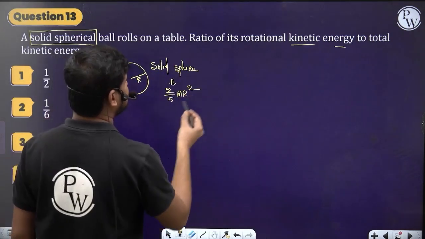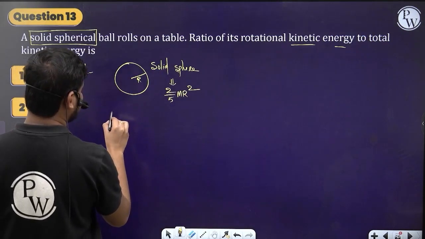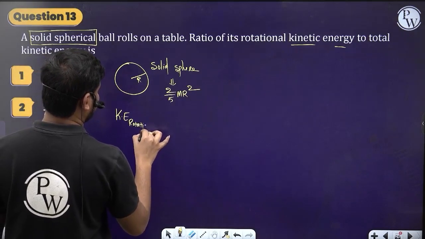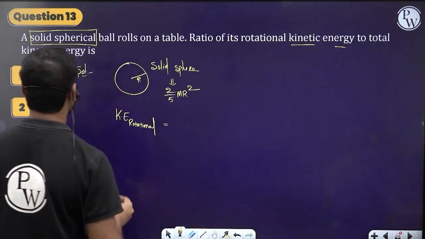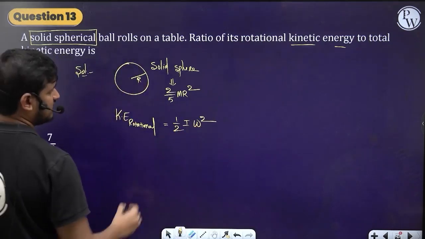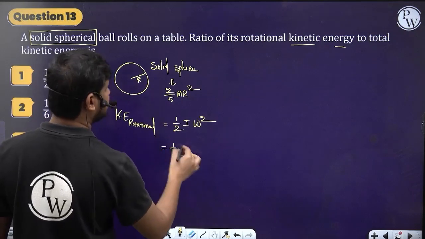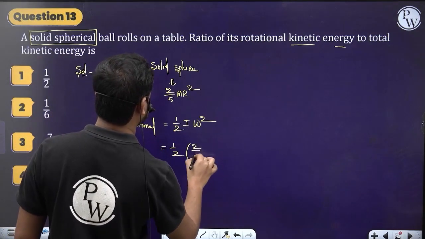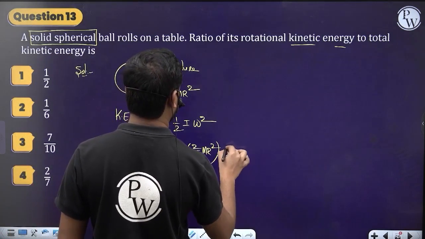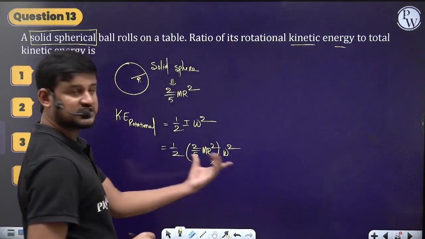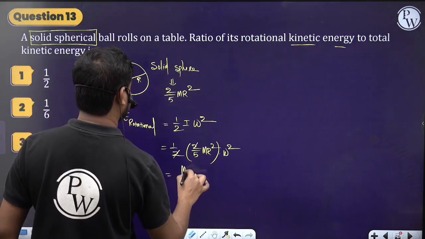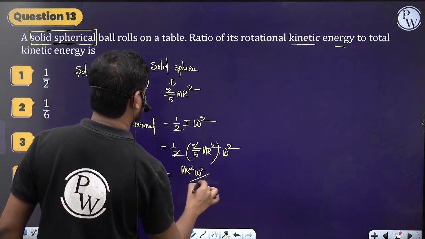Yes. So first let's find the rotational kinetic energy. The rotational kinetic energy equals half I omega square. So half into the moment of inertia of this one, 2 by 5 m r square, into omega square. This is the total rotational kinetic energy. Here the 2 cancels, so m r square omega square by 5 you can write.